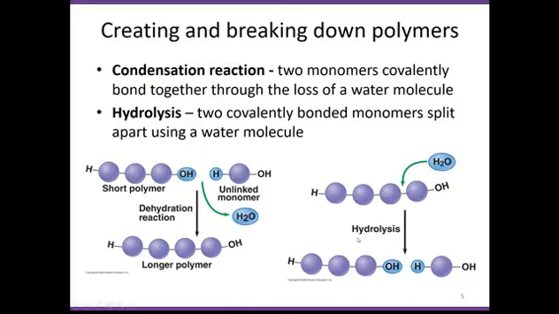By the way, the prefix hydro means water. Lysis actually means to break. So here, notice we're using water to break apart that polymer. Thank goodness something makes a little sense, right?